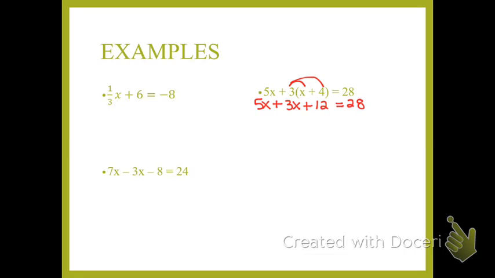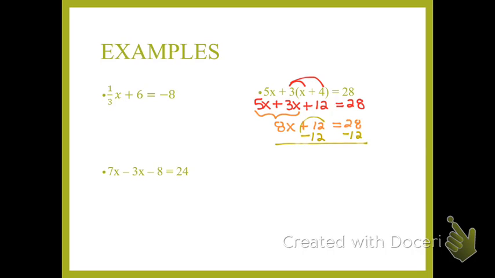From here, this is like a problem in the last video where I have like terms. 5x plus 3x is 8x, while the remainder of the problem stays the same. Now I'm using order of operations, but in reverse, to isolate the variable. The inverse of adding 12 is subtracting 12.